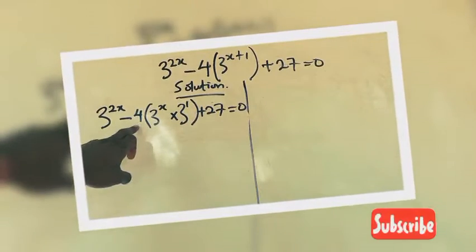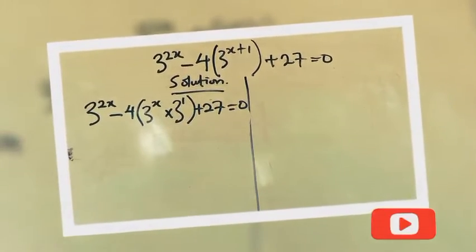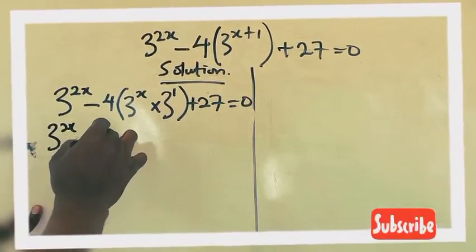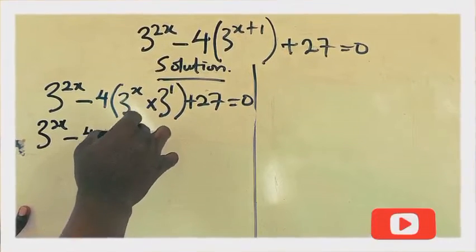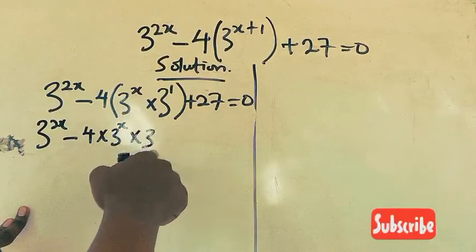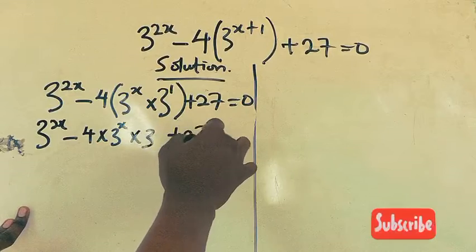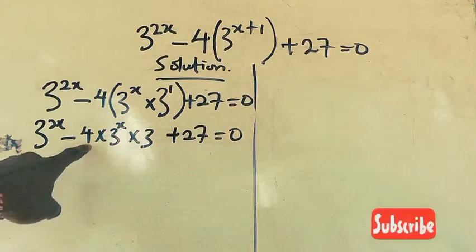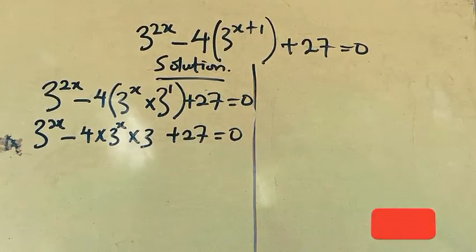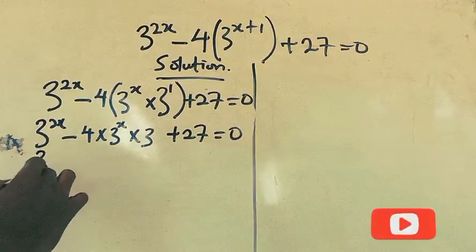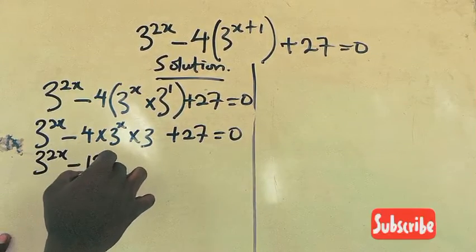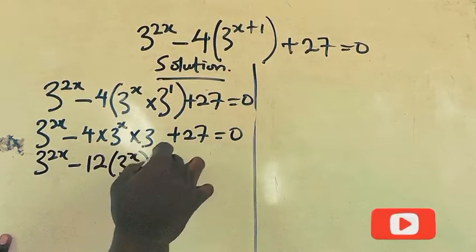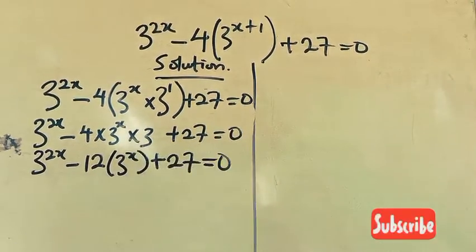With this, I'm going to use my 4 to open this bracket and simplify. So I will have 3 raised to the power 2x minus 4 times 3 raised to the power x times 3 raised to the power 1, which is also 3. Then plus 27 is equal to 0. And here we have that 4 times 3 will give me 12. So I will say 3 raised to the power 2x minus 12 times 3 raised to the power x, which I will put in brackets, plus 27 is equal to 0.